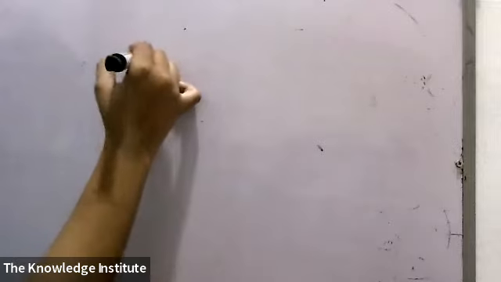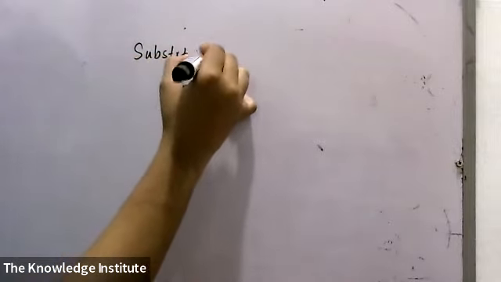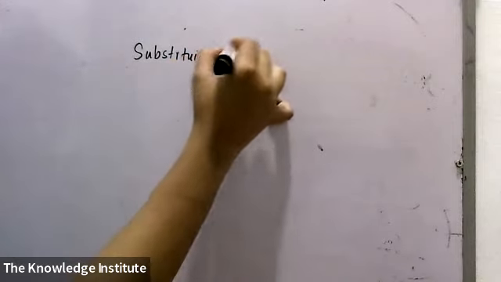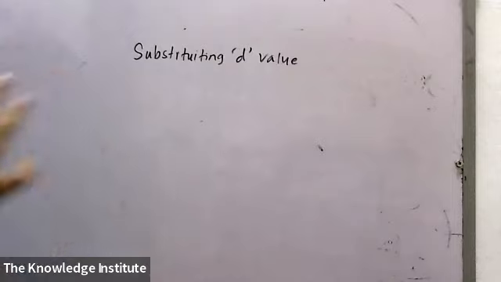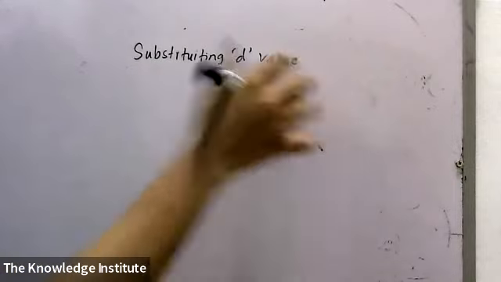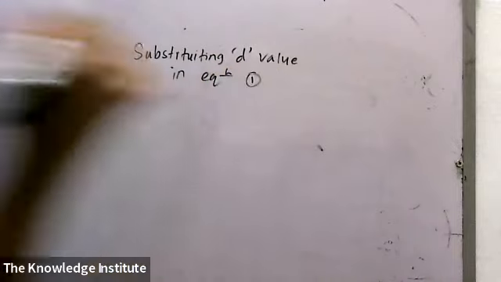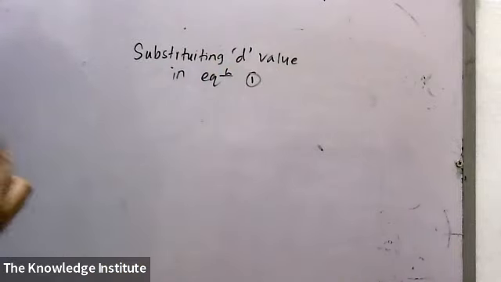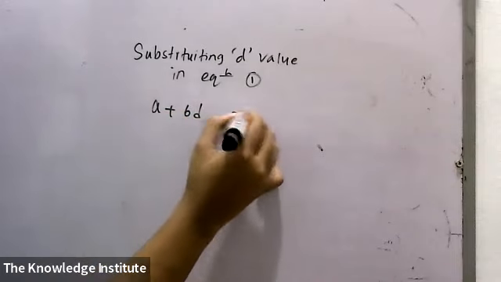So you have to write a small statement, substituting the D value. Now I have given two equations, right? You can substitute it into any of the equations. You're going to get the same answer. Substituting the D value in, let's say, equation number 1. What is equation number 1? A plus 6D equals 38.